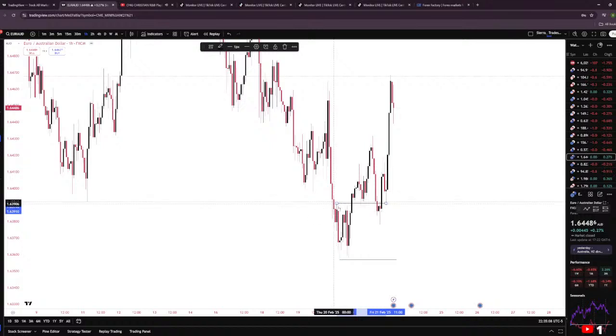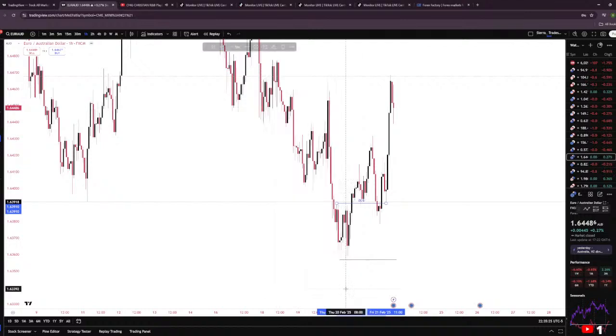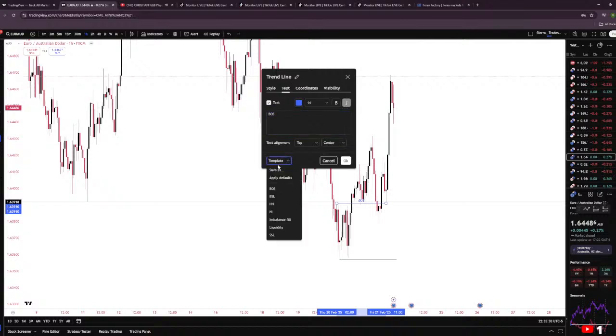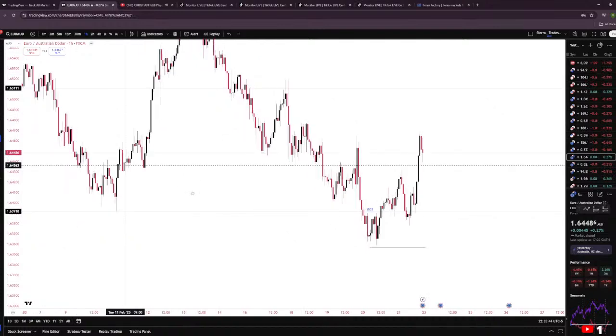Price stayed within these two areas. This is consolidation. Price broke this structure because this was our last higher low. Price broke our structure and it left us a fair value gap. Let's go back to our chart real quick. It got away from us.